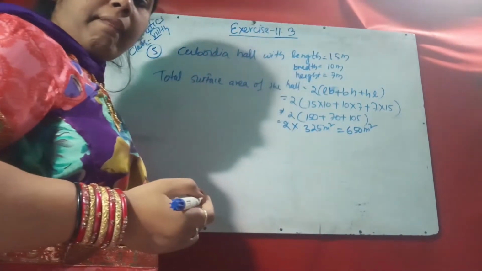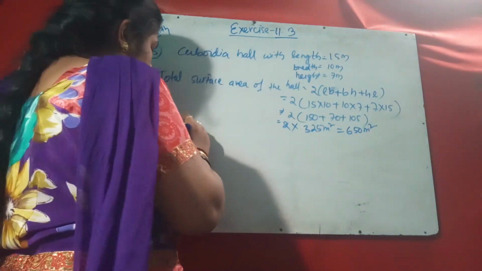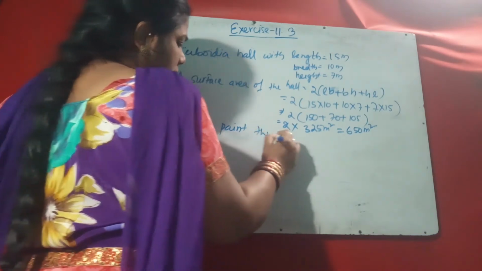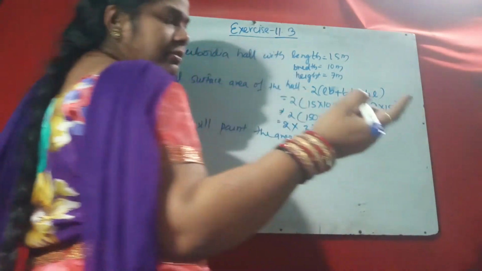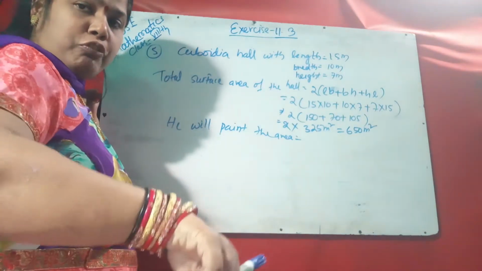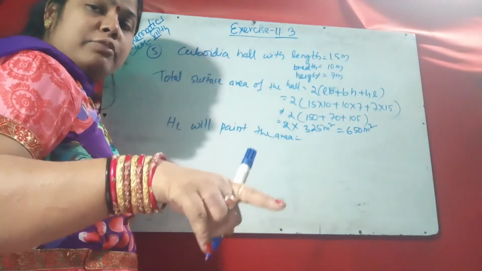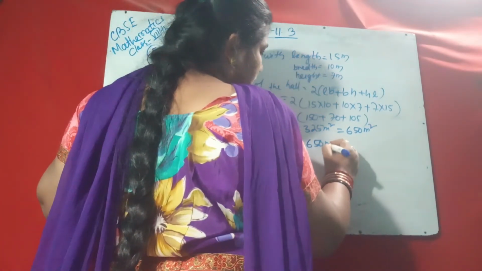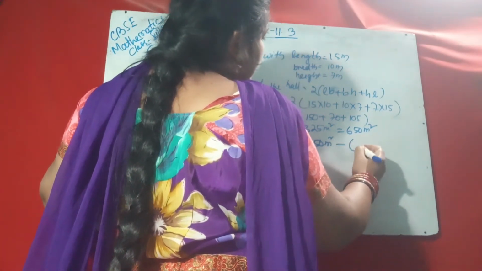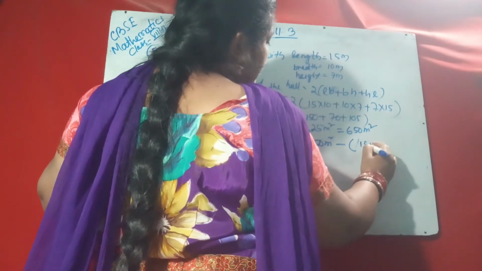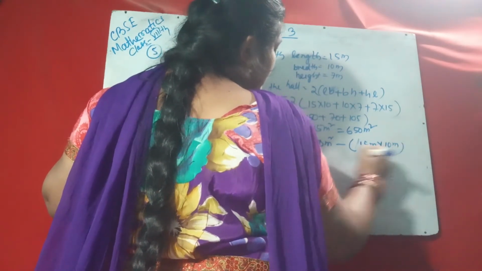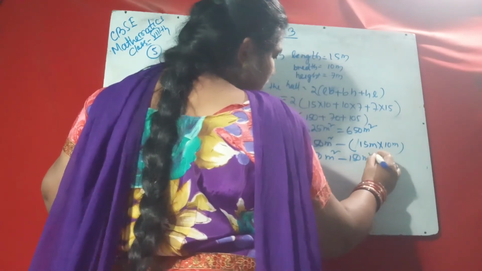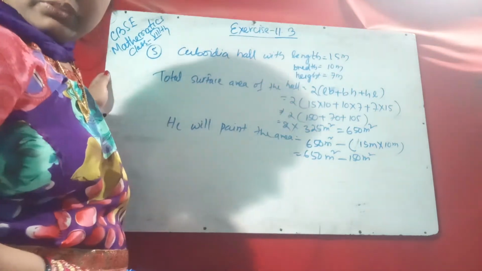But he will paint the area equal to total surface area minus the area of the floor or base, and the area of the floor is length into breadth. So 650 meter square minus 15 meter into 10 meter, that is 650 meter square minus 150 meter square.